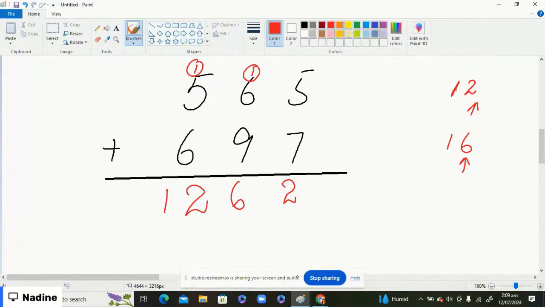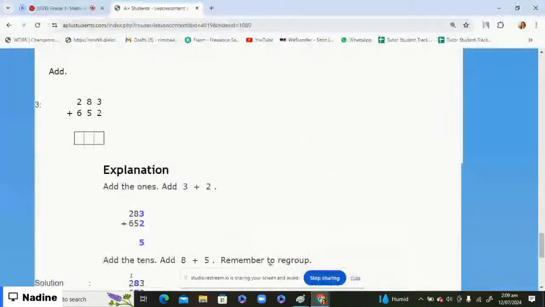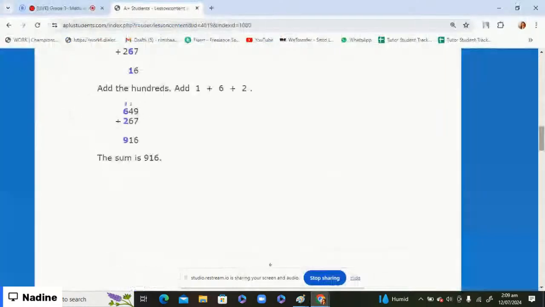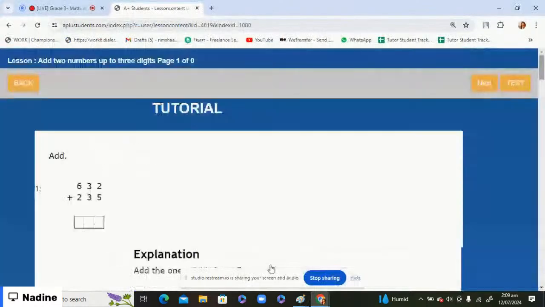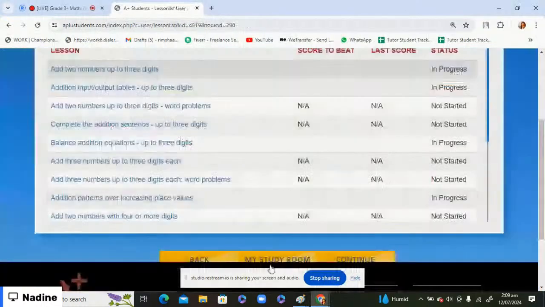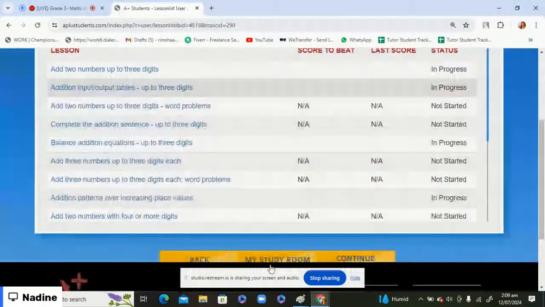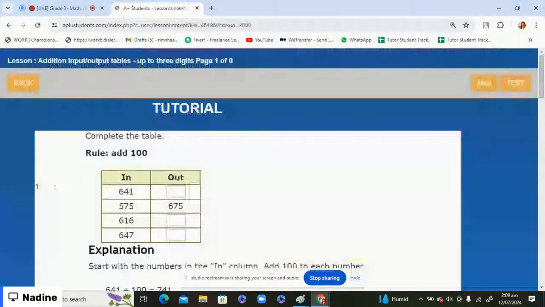Okay. This is the way to solve it. Hope you guys understand this lesson. Now let's start the next lesson. Addition input output tables up to 3 digits. So let's get started with this one.